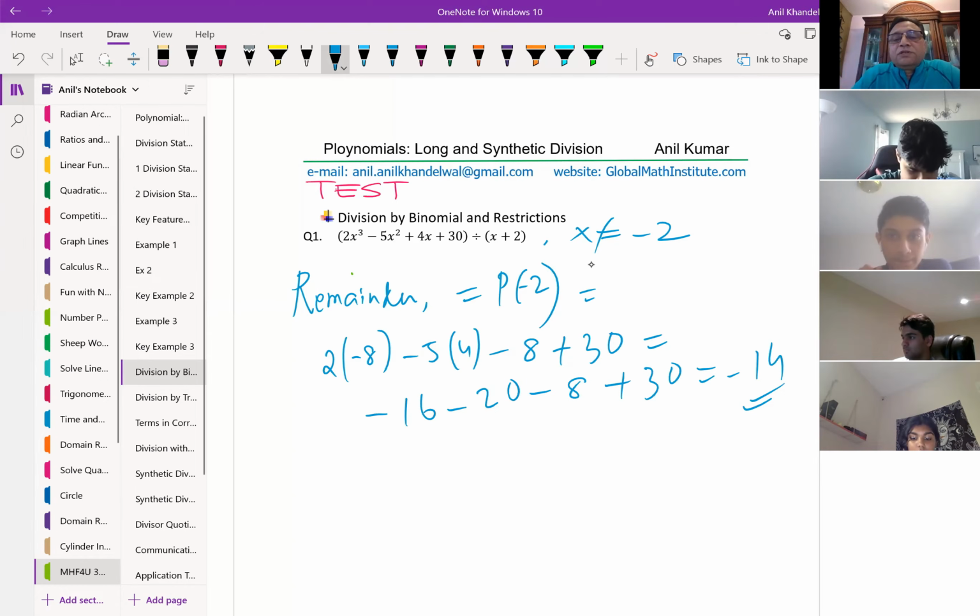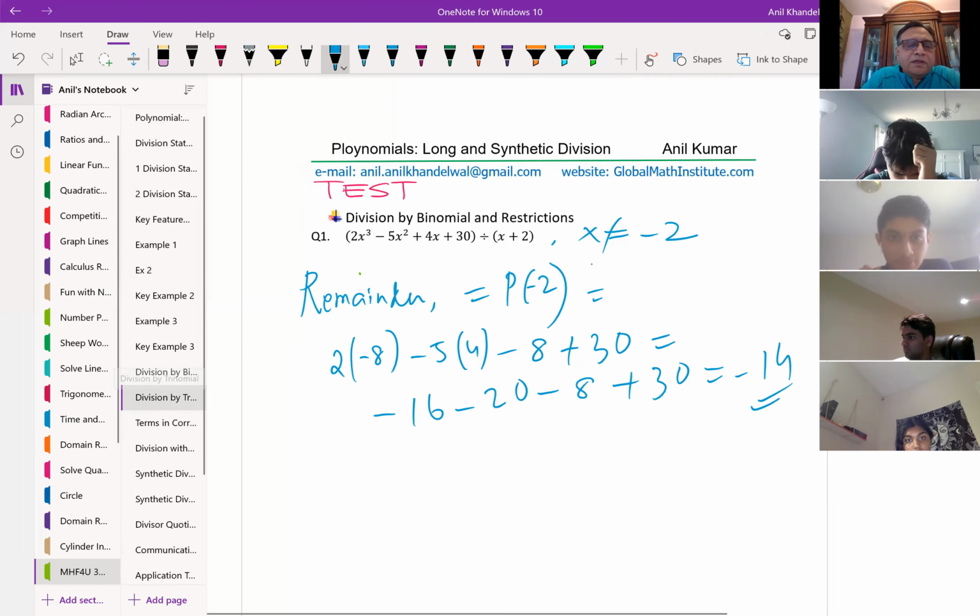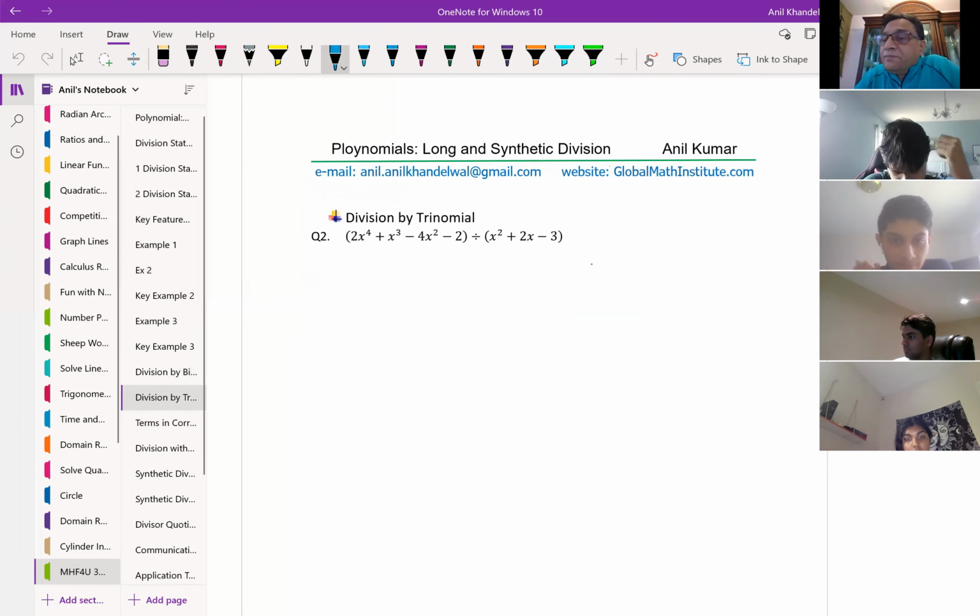But I'd like you to do this division on your own. Simple division, all the terms are there. No need for any placeholder, right? So that becomes your question number 1. Take it as a test. Now there is another important thing. We are dividing by polynomials, right? It can be a trinomial, not necessarily a binomial, correct? So now let us see how we divide with this kind of a thing.